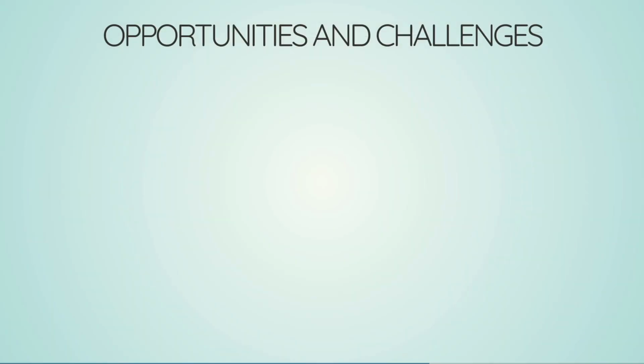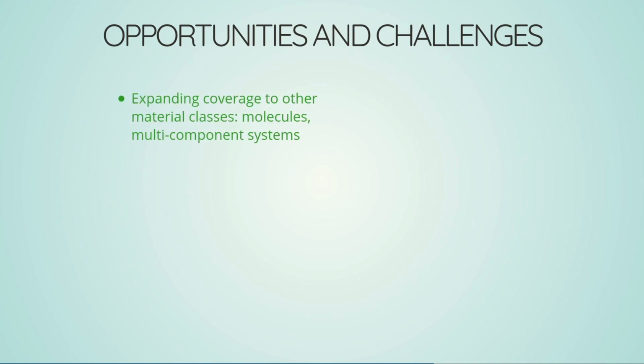Before concluding this video, I want to discuss some of the opportunities and the associated challenges regarding the future development of the encyclopedia. Currently, 3 materials classes are supported: 3-dimensional materials, 2-dimensional materials, and 1-dimensional materials. As we develop the encyclopedia further, we want to add support for other materials classes, such as molecules and more complex multi-component systems that consist of several different materials.